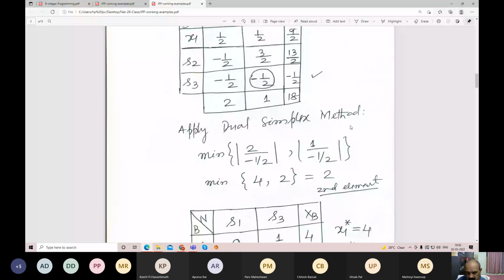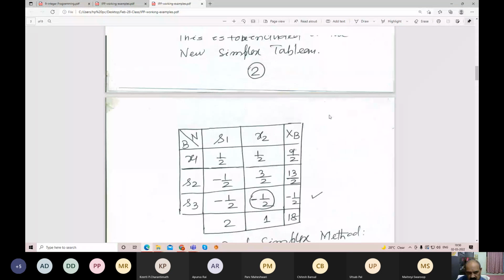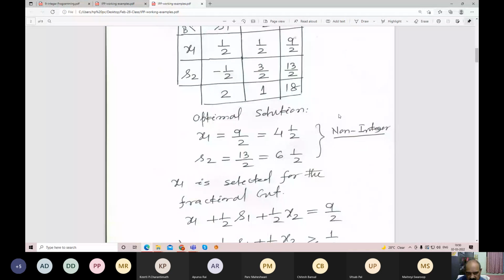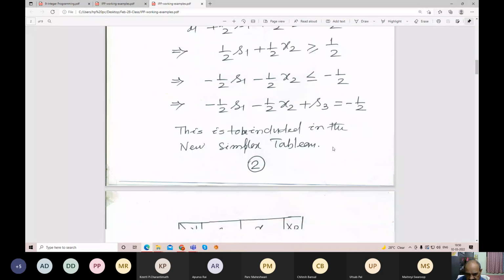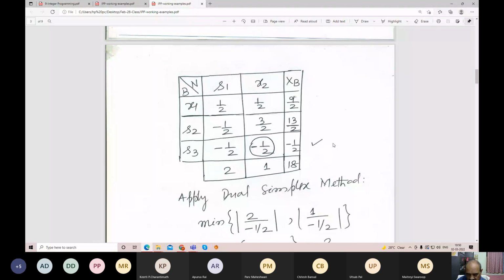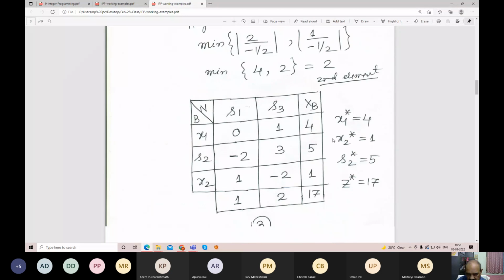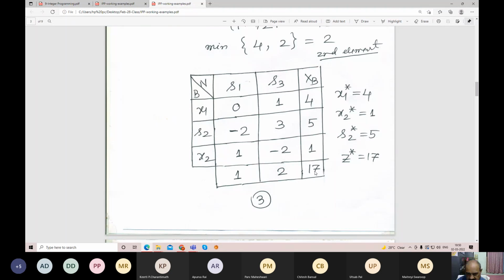For non-integer case, optimal solution was, you can see here, 2, 1, 18. x1 is 9 by 2, x2 equal to 13 by 2. Non-integer case. But once you are considering integer, and it is a maximization type problem, the value is decreasing. Okay, this is coming 17. 18, it is coming 17. Okay, so we got the answer, and this problem has no alternate optimal solution.